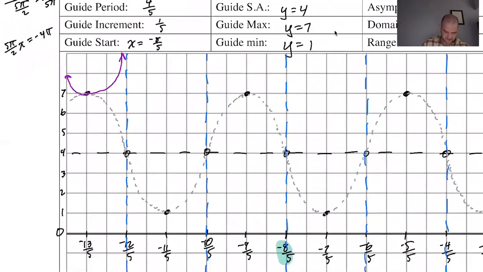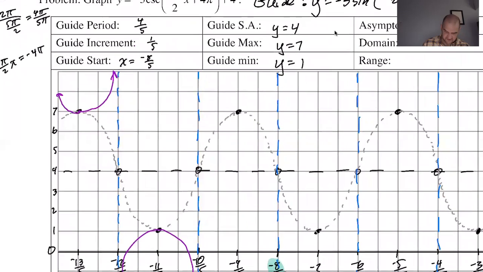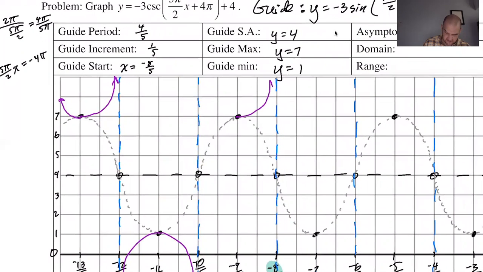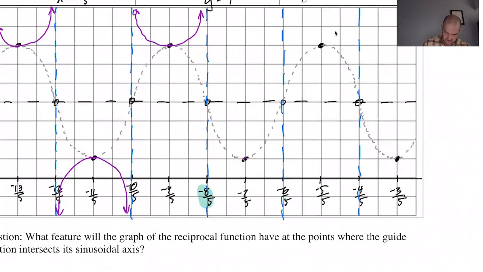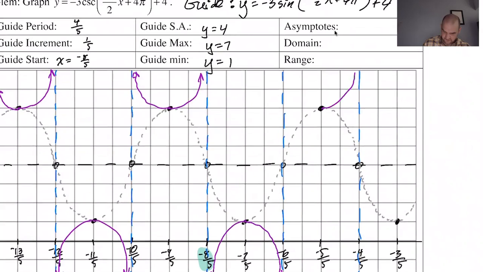Because the order of operations would have had us creating our cosecant graph first and then shifting. So all of the shifts that happen to the guide function happen to the cosecant. We get this. So the process really is, can you graph the guide function? And you should be able to if you've been keeping up.